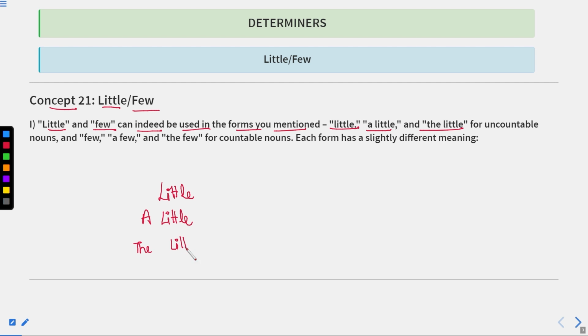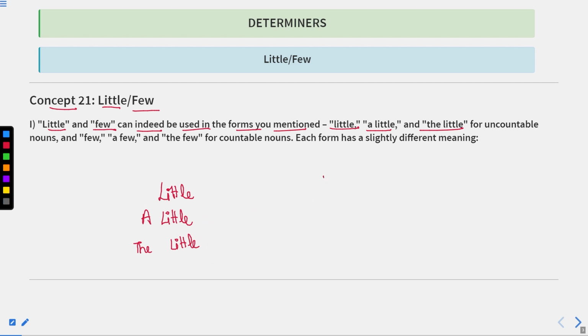Now, first thing that we should keep in mind is that here little means the quantity or amount of something. When we are measuring the amount of something, that is called little. However, little means very small as well, but here we are not using little as a synonym for small, but we are showing the small amount of something, that is little. Okay, and after that a little, and after that the little.